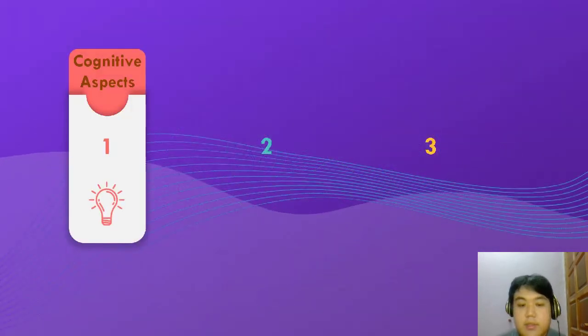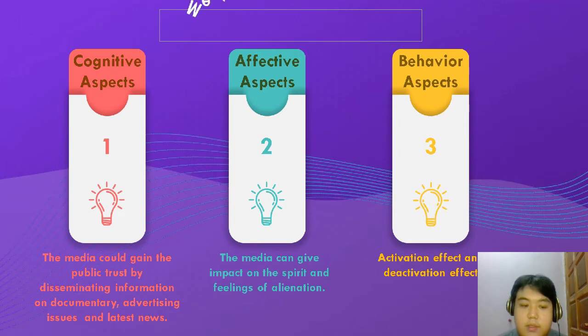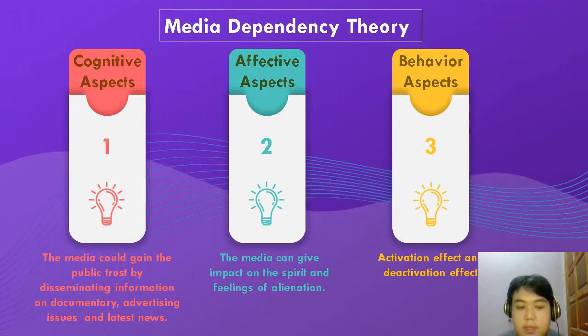In the media dependency theory, the first one is the connective aspect, which is that the media could gain the public trust by disseminating information on documentaries, advertising issues, and the latest news. The second aspect is the effective aspect, which is that the media can have an impact on the spirit and feelings of alienation. And the last one is the behavior aspect, which has two effects, activation effect and deactivation effect.